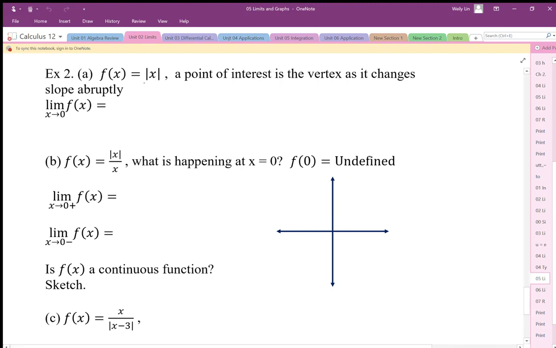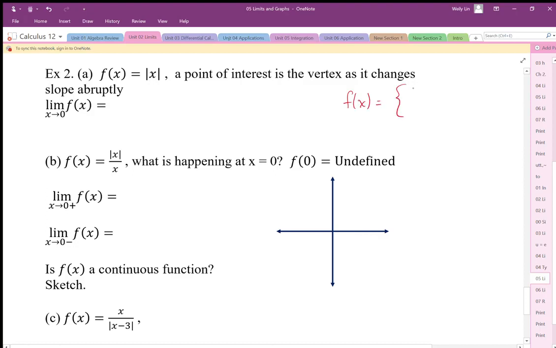So the absolute value of x, as x goes to 0, that is going to be the vertex, so that is a point of interest. So how do we deal with this with a limit, and how do we show what the limit is? Well, since the graph is changing from one side to the other, it is really a piecewise function. So first of all, we have to establish f of x as a piecewise function.